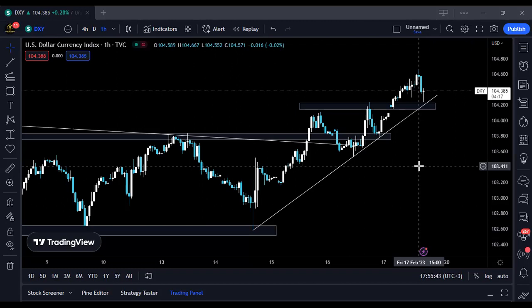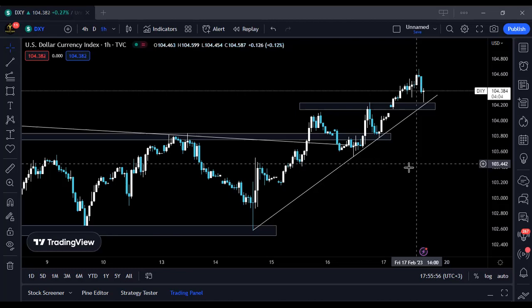Now, what are pending orders? Pending orders are orders that you can place in the market that allow the broker to automatically execute an order for you once it reaches a certain price range, right?